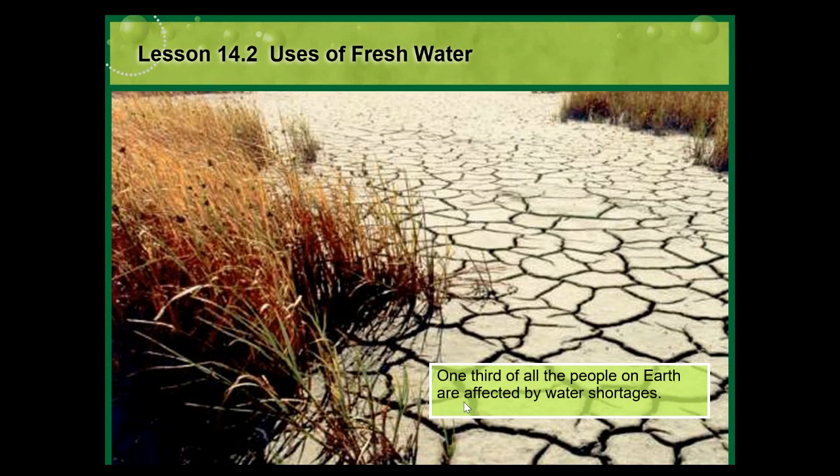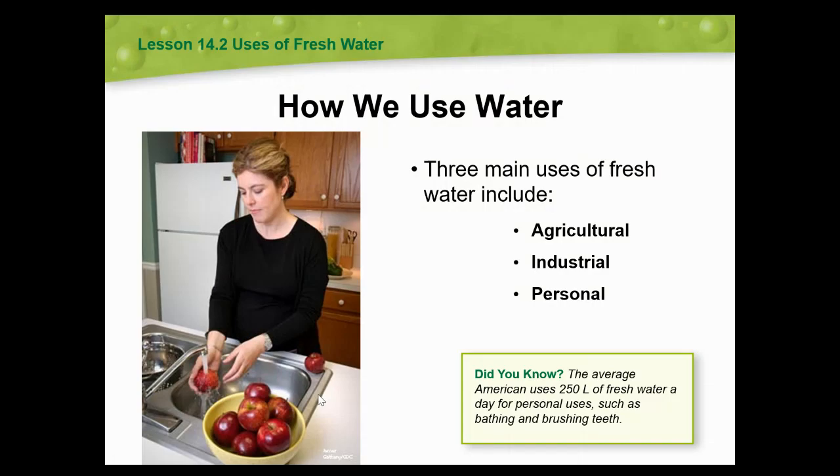We also need water for growing food, so agriculture, but we also need it for cleanliness, so cleaning clothes, cleaning dishes, washing ourselves. All of these uses of fresh water are very important. And then on top of that, we're going to talk a little bit about industrial uses as well. All right, so there are three main uses of fresh water, and I've mentioned them.